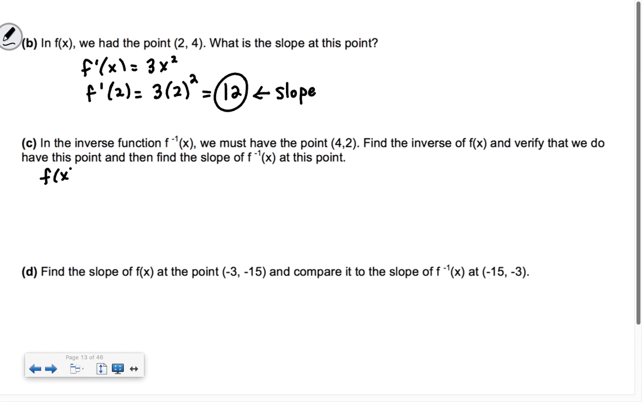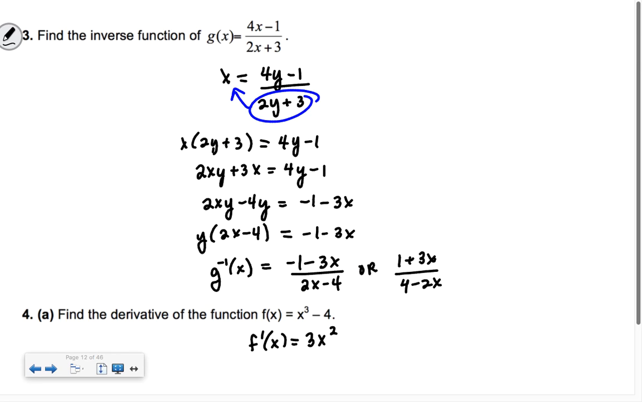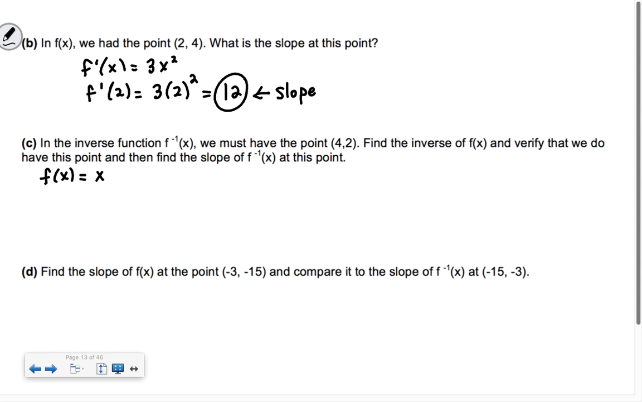So we started out with f of x equals, what was it? x cubed minus 4. We're going to switch our x and y to find the inverse. We add the 4 over, we take the cube root. That gives us y, so that's going to be our f inverse of x. Does everybody see how I did that? So it says, find the slope of f inverse of x.